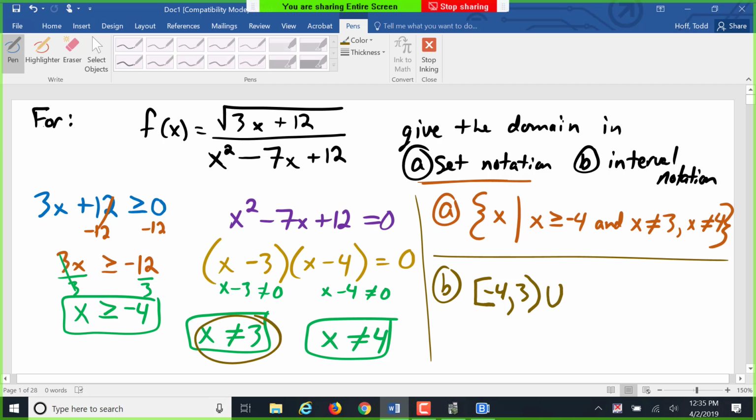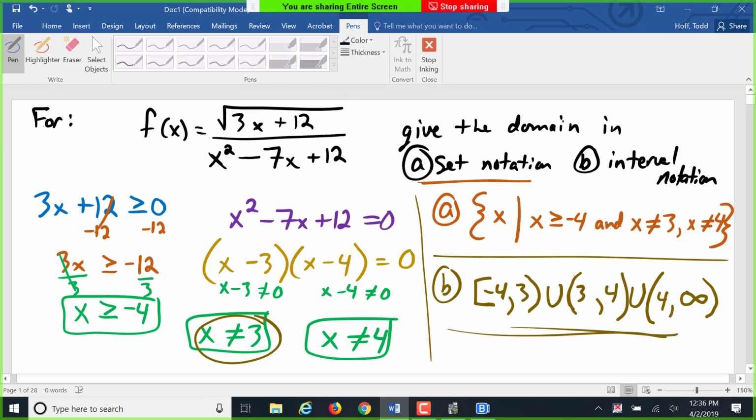Then we use U or AND to show that we're going with the next interval, which is going to start at 3 again, round bracket saying we don't include 3. And that one's going to go up to what value? 4, round or square? Round again to say that the 4 is not included. Union with one last interval. This is round, and what's the interval here? From what to what? Perfect. 4 to infinity. And on infinity, we always use a round bracket. So that's our interval notation.